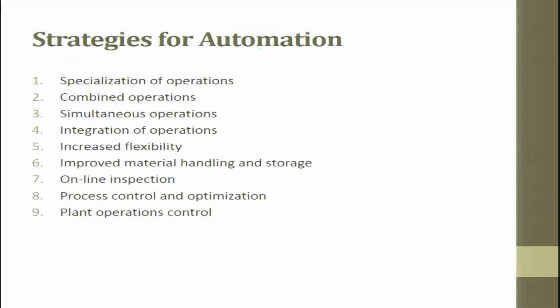Then what are the strategies to go for automation? You should have strategies to go for automation. These strategies are specialization of operation, combining two operations, we always go for automation. Simultaneous operations, we go for automation. Integration of operations, we go for automation. Increasing flexibility, we go for automation. Then improved material handling and storage, online inspection, process control and optimization, and plant operation control. All these are the different strategies for automation we always use. These are the 9 strategies for automation.